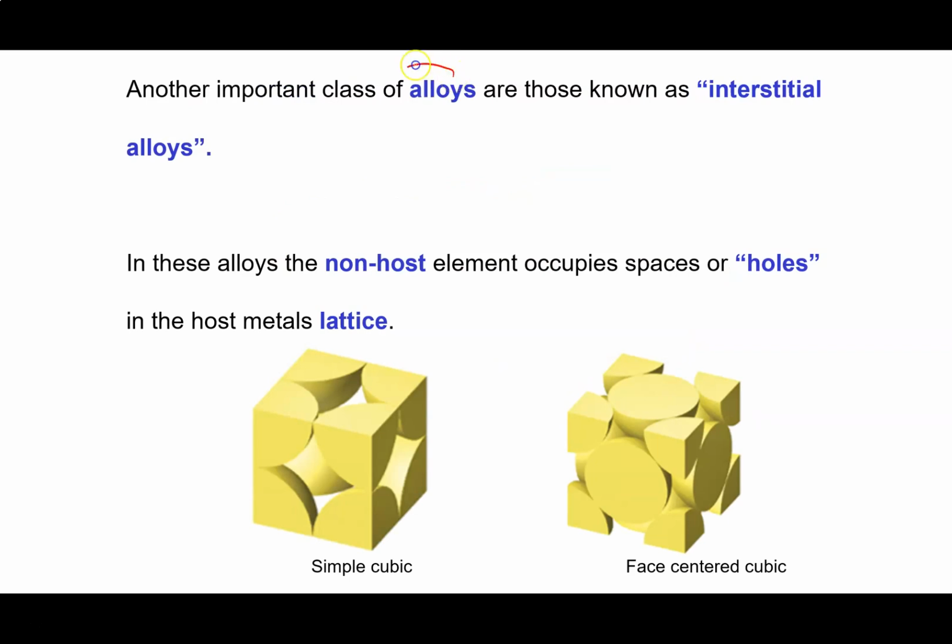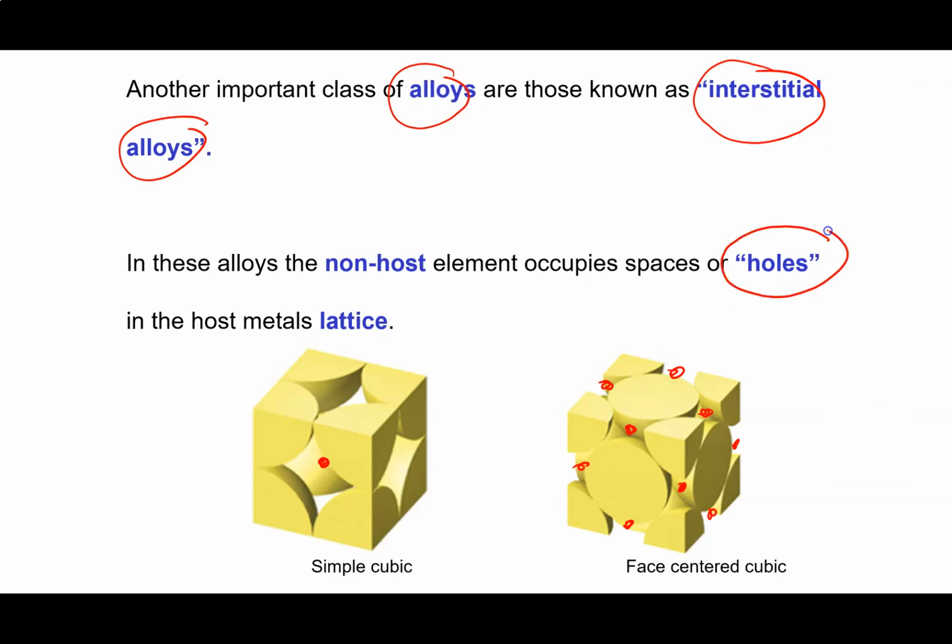Now, another important class of alloys, not the substitutional alloys, but what we call interstitial alloys. Interstitial alloys are a little bit different. In an interstitial alloy, we're going to put another kind of atom in holes, and you can see where these gaps are in here, in gaps in the crystal of the host. So that's what we call an interstitial alloy.